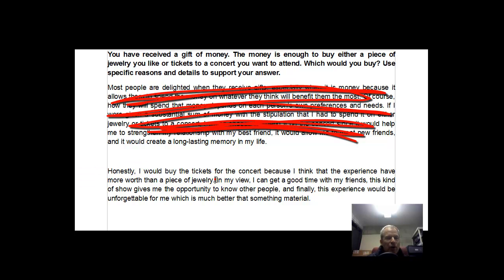So what we've done here, we created in your thesis 3 different sentences. In my view, I can get a good time with my friends. That's sentence 1. We put a comma. Your next sentence, this kind of show gives me the opportunity to know other people. And then your third sentence is, and finally, this experience would be unforgettable for me, which is better, and maybe here, than something material, right? So those would be some basic editing corrections I might make in the paper.